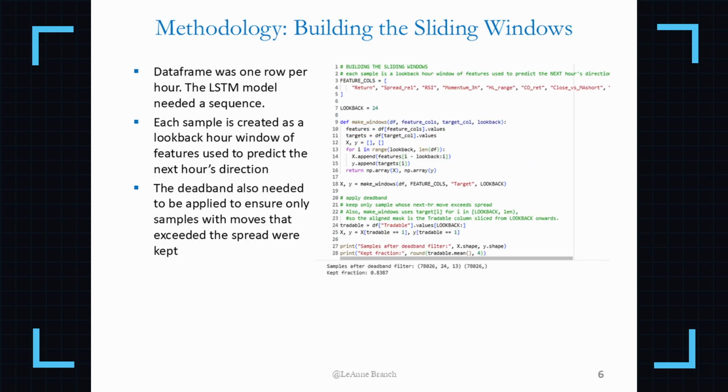The next part was actually building the sliding windows. The data frame originally was just 1 row per hour, which was this flat table. But the LSTM model that I'm going to build needs a sequence. So each sample is created as a look-back hour window of features used to predict the next hour's direction. And the deadband also needed to be applied to ensure that only samples with moves that exceed the spread are kept.